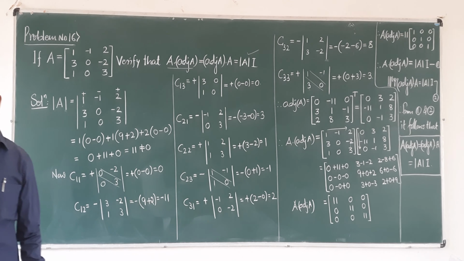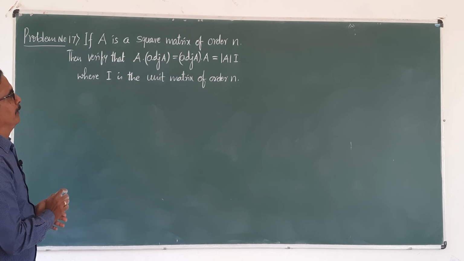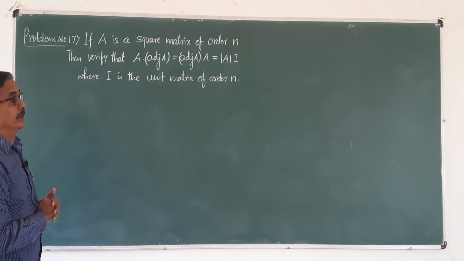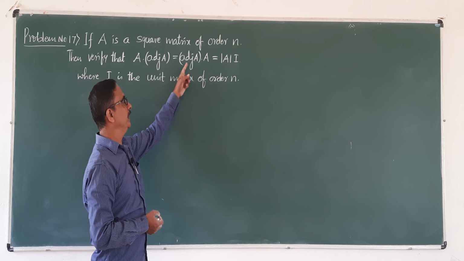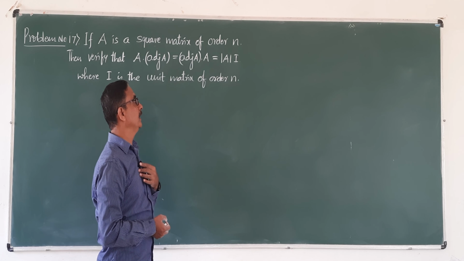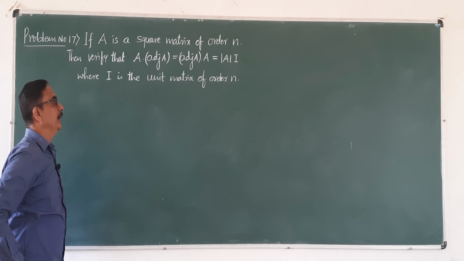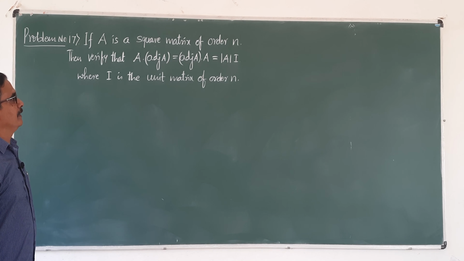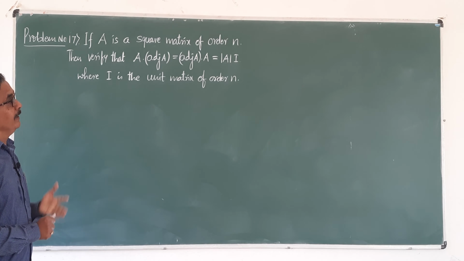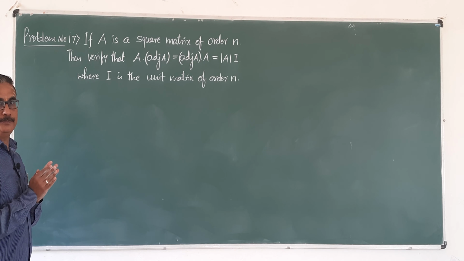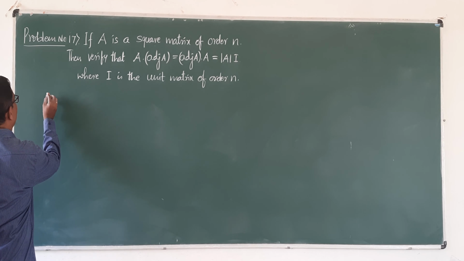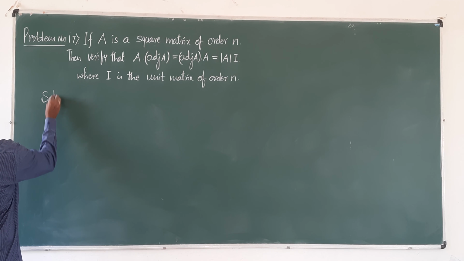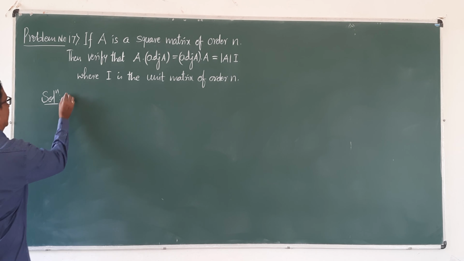Okay, if A is a square matrix of order n in general, then verify that A into adjoint of A is the same as adjoint of A into A, equal to determinant of A into I, where I is the unit matrix of order n. Here a particular matrix is not given, right? Now we must verify this in general. So if you take one matrix in general, don't take particular numbers, take general values.